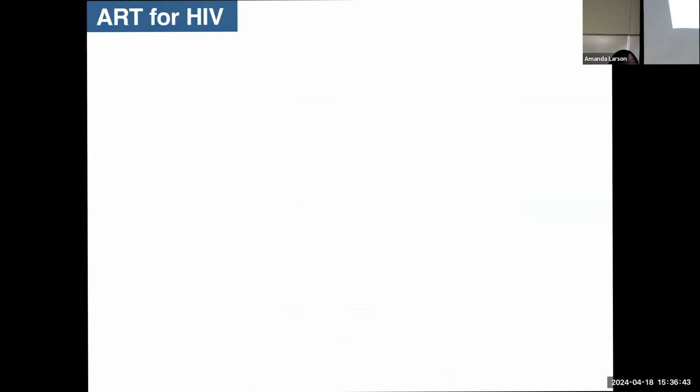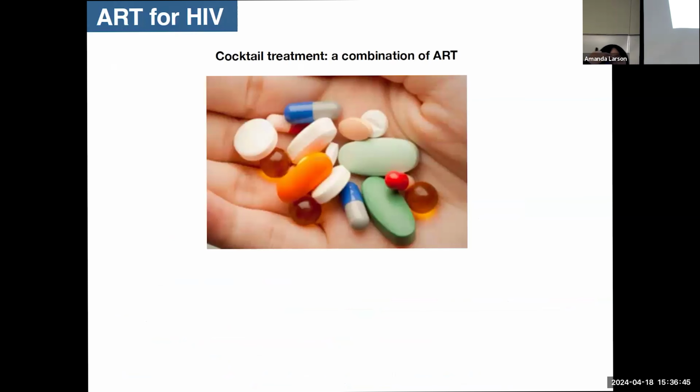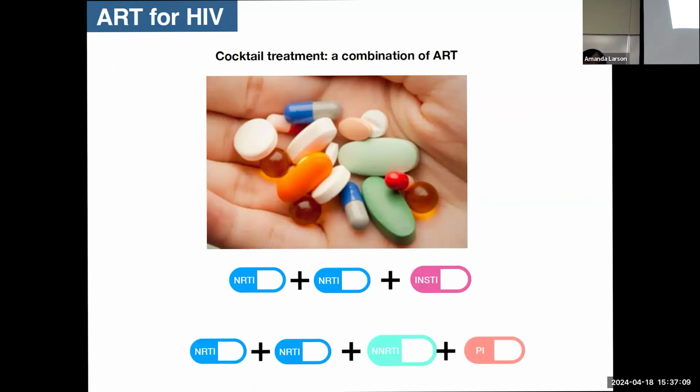Okay, so for ART treatment, since the 1990s people found out the cocktail approach is the most effective way. Basically it means we have different classes of ART drugs, and if you take certain drugs from each drug class, it will be most effective. For example, a typical regimen would be two different NRTI drugs and one INSTI drug, or you may assign two NRTI drugs and one drug from the PI class. That's the cocktail treatment approach.